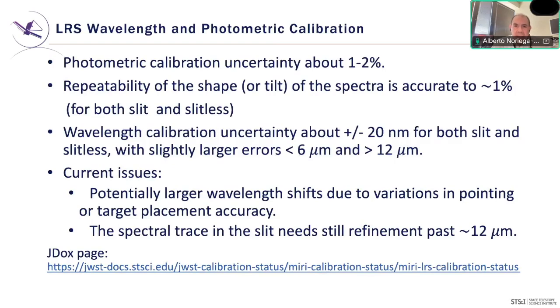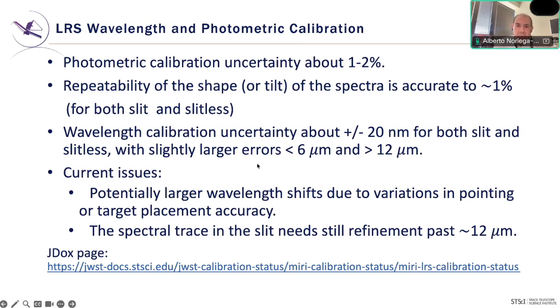For LRS, the Webb calibration is automatic calibration. It's of the order of 1 to 2%. Really, we did very good, but we have some issues again at the shorter and longer wavelengths. At least for observations of this, it's essentially the same source. We know it can be repeated within 1% for both slit and slitless observations.